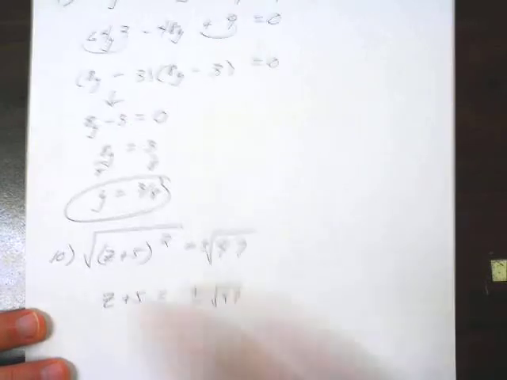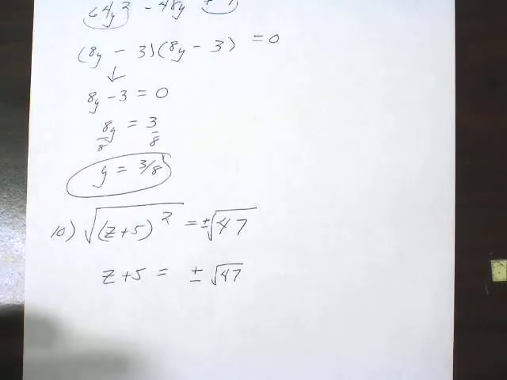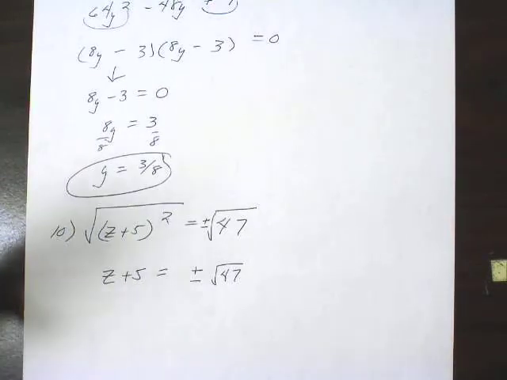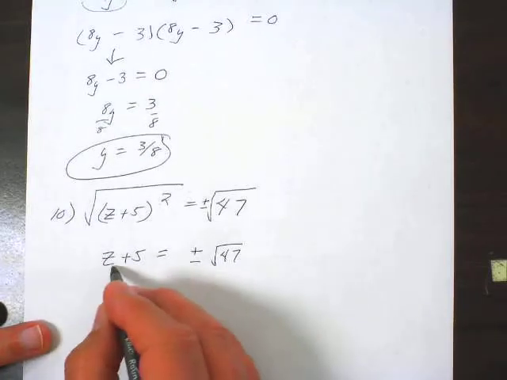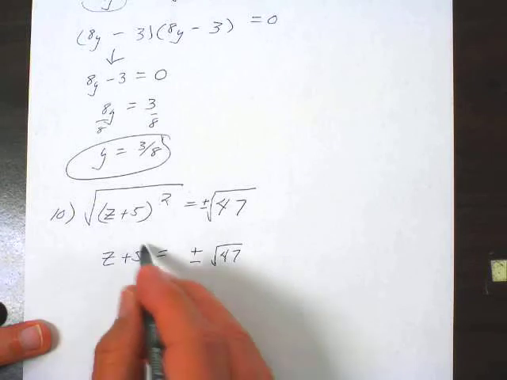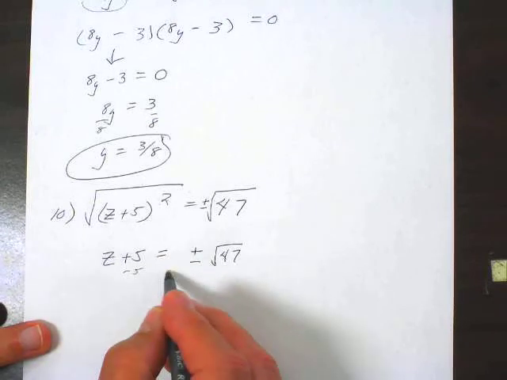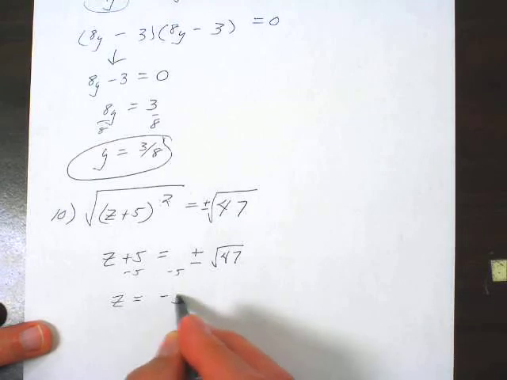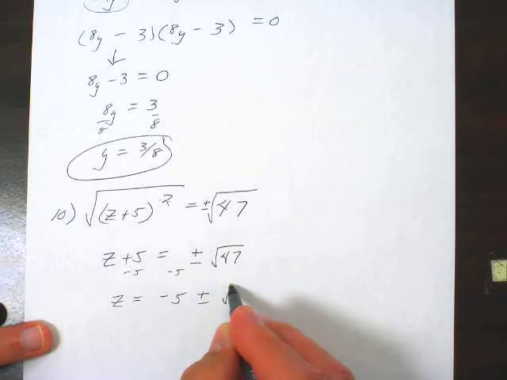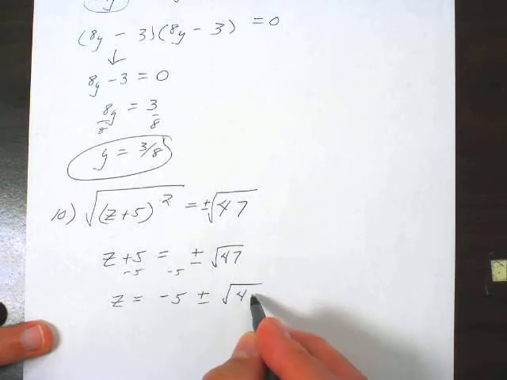Now you say, well, I'll put the square root of 47. It's going to be a decimal. Just don't do it right this second. So then I want z by itself, so I got to subtract 5 from both sides. So my answer would be negative 5 plus square root of 47 and negative 5 minus square root of 47.